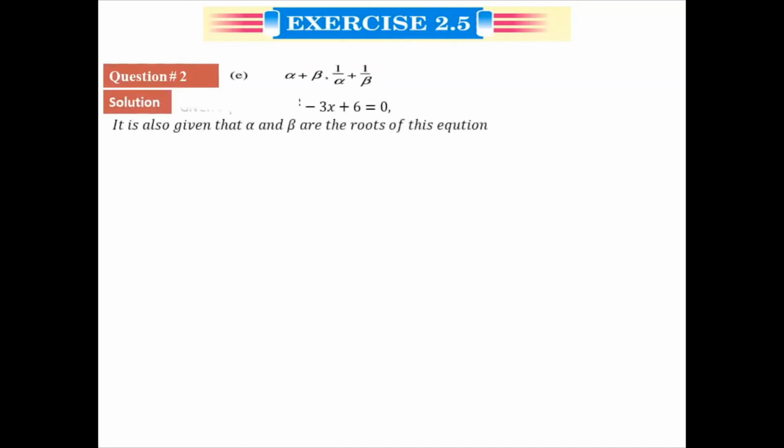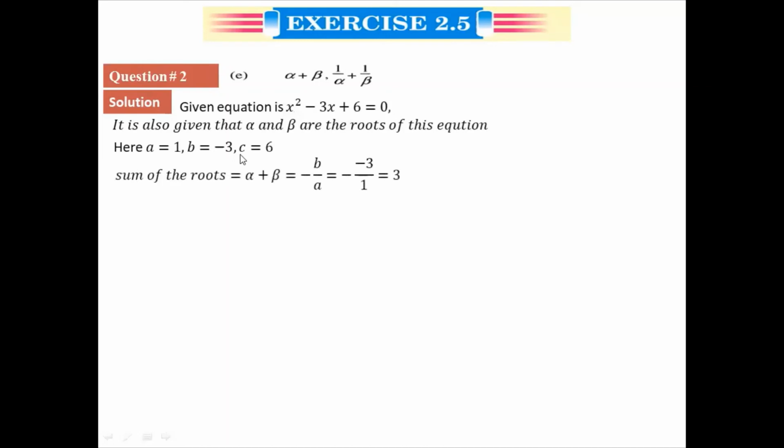Solution. Given equation is x square minus 3x plus 6 is equal to 0. It is also given that alpha and beta are the roots of this equation. From the given equation, if we compare this equation with the standard quadratic equation, we have a is equal to 1, b is equal to minus 3 and c is equal to 6.